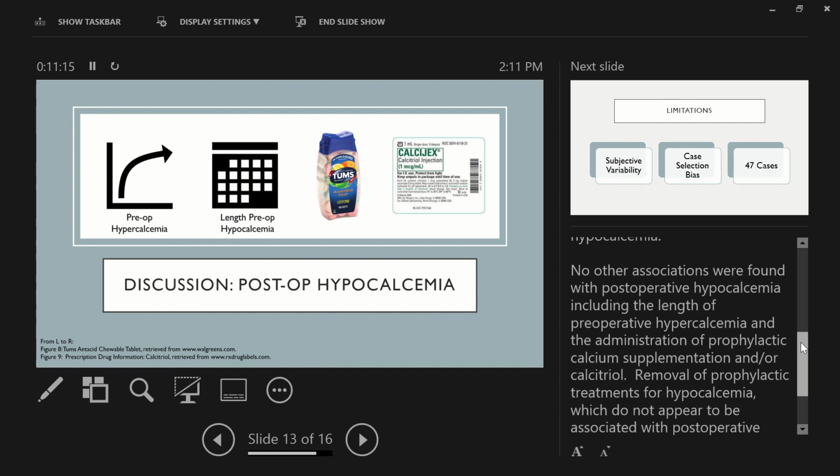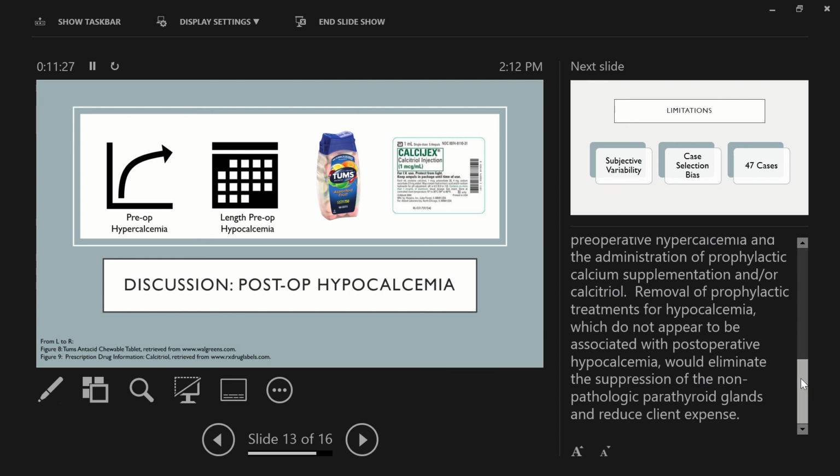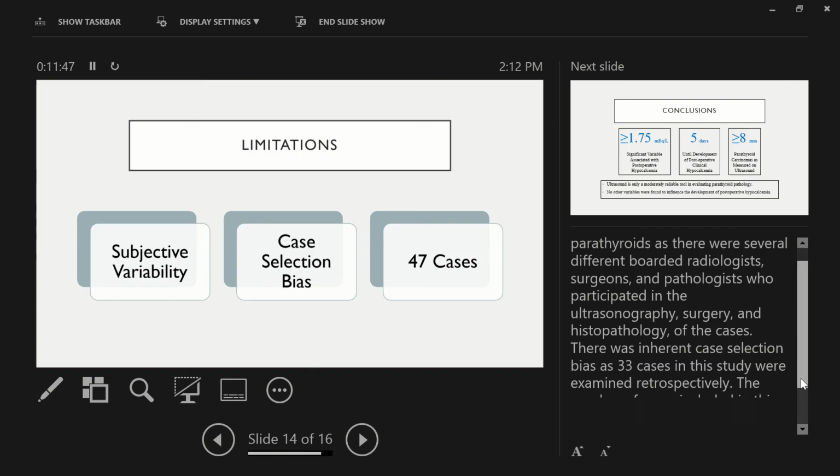And, alternatively, we found other things that weren't causing this postoperative hypocalcemia. The administration of prophylactic calcium supplementation, and those sorts of treatments, don't really seem to have any effect or association with developing a postoperative hypocalcemia or providing a protective effect against it. Eliminating these treatments would potentially eliminate an unnecessary cost for the client, as well as eliminating the suppression of the non-pathologic parathyroid glands that could potentially be occurring with administering these treatments prophylactically.